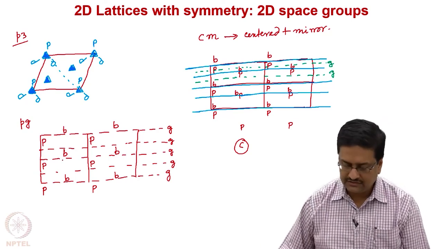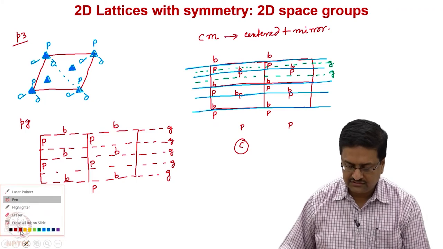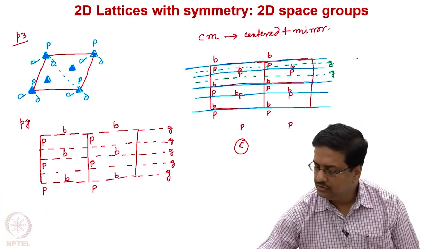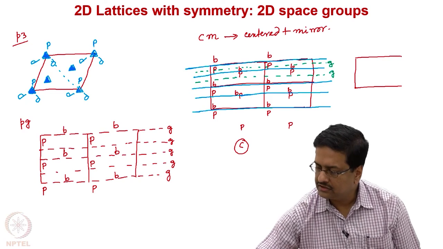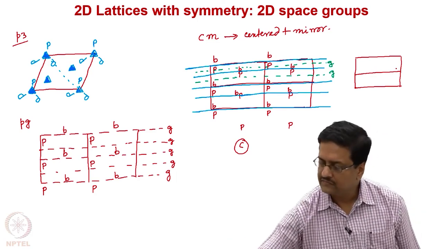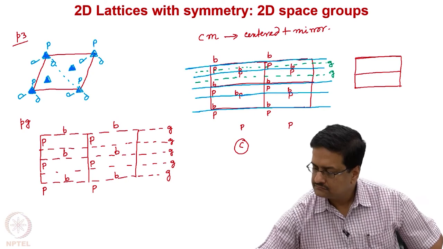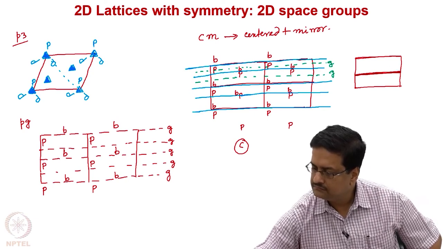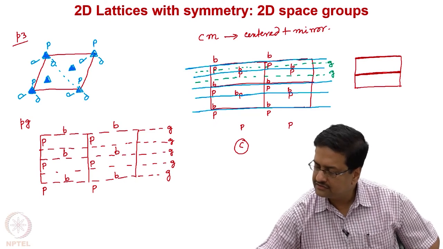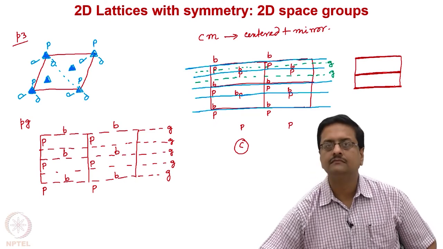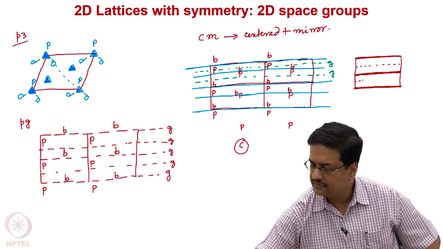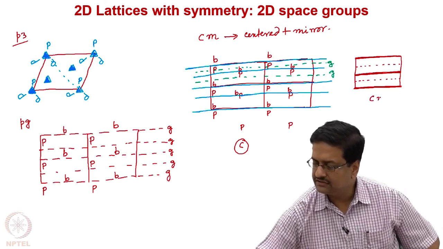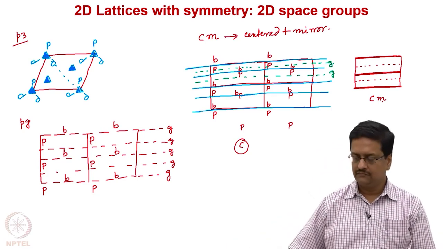So, in a nutshell, if we try to just draw this unit cell without drawing any object, it should be drawn like that. These are mirrors which we have. As I indicated, mirrors are drawn as bold lines and the glide planes are drawn as dashed lines. This is the representation of CM with only symmetry elements indicated.